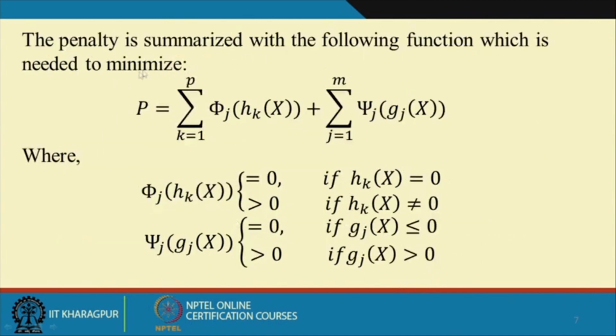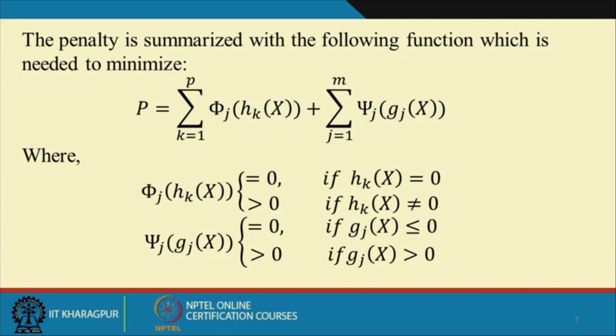Now, we can say that one function is a function of hk and another is a function of gj. If we call one phi j and the other psi j, then phi j is equal to 0 for equality type constraints when hk(x) is equal to 0. And if hk(x) is not equal to 0, then phi j will be greater than 0. Why is it greater than 0? Because we have considered phi as the square of hk, so whatever the violation of the constraint, on the positive side or negative side, we take the square of it, and it will always be positive.